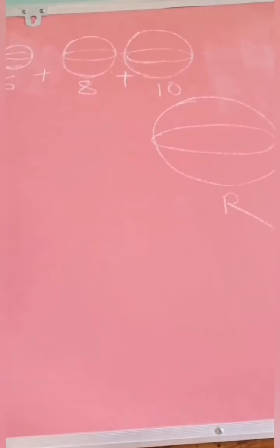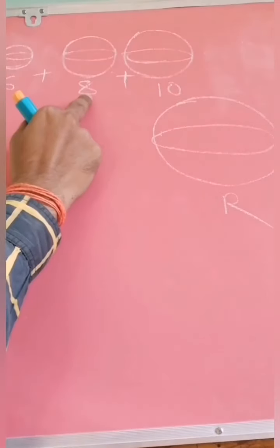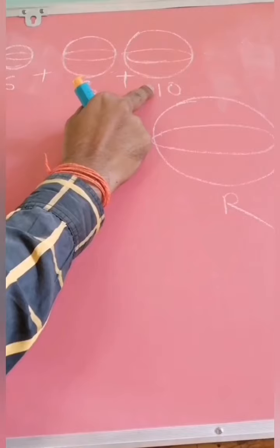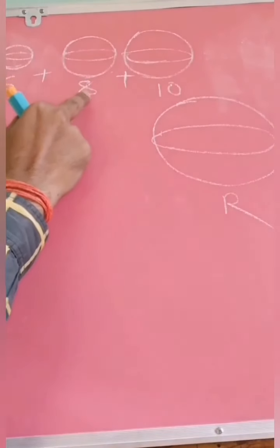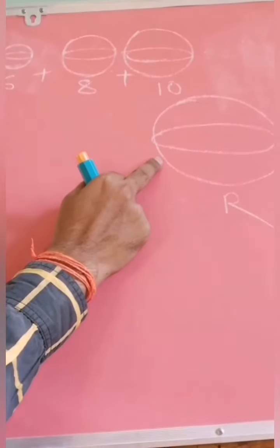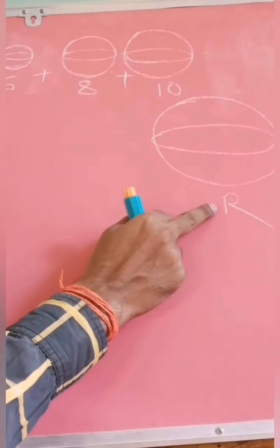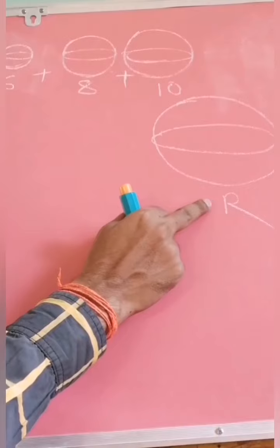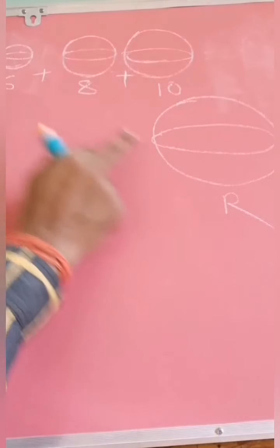Let us discuss another question. Three spherical balls of radius 6 cm, 8 cm and 10 cm are melted and recast into another bigger spherical ball. Then what is the radius of the resulting sphere? We have to find that. That is our question.